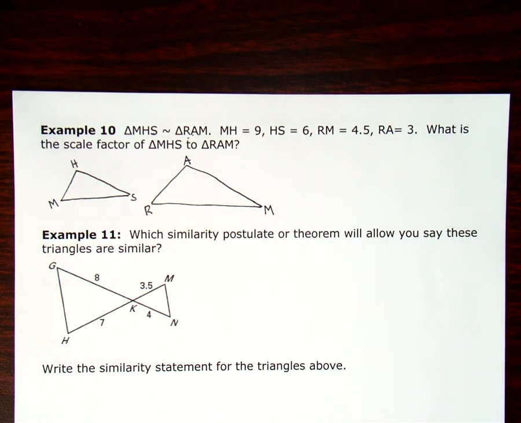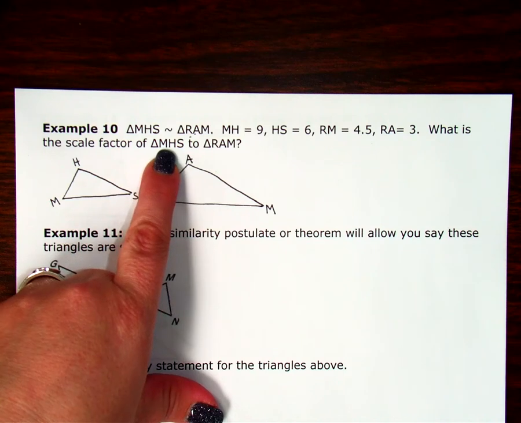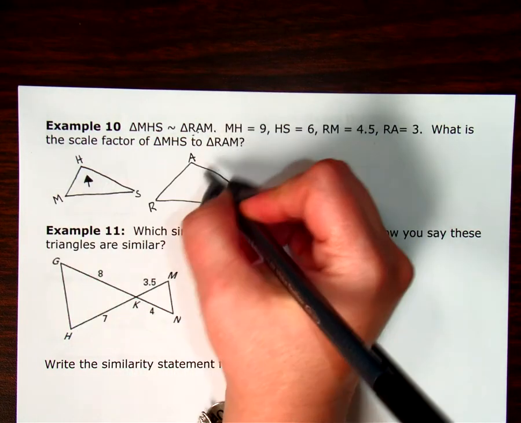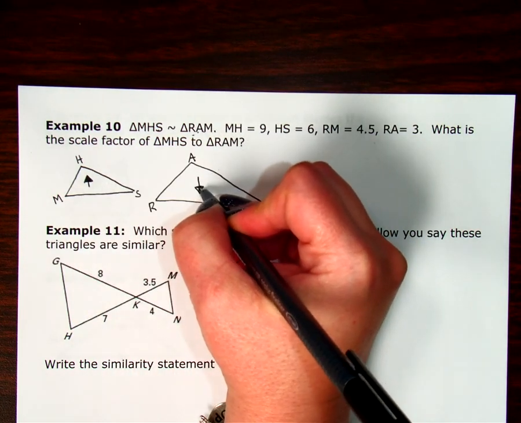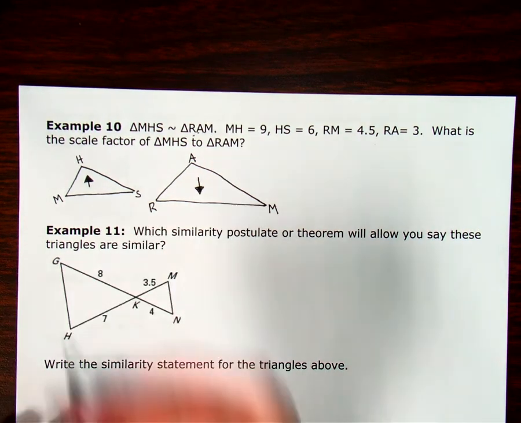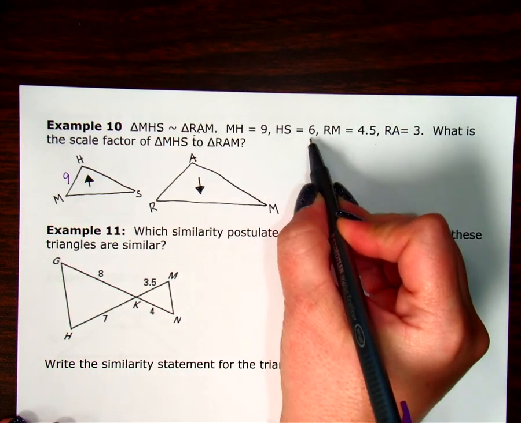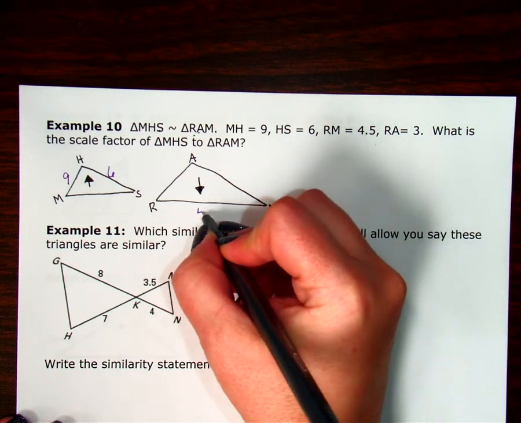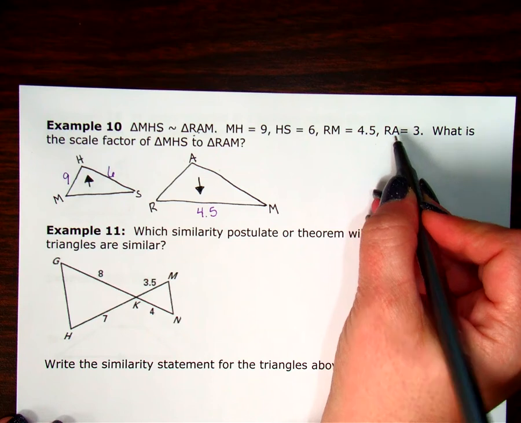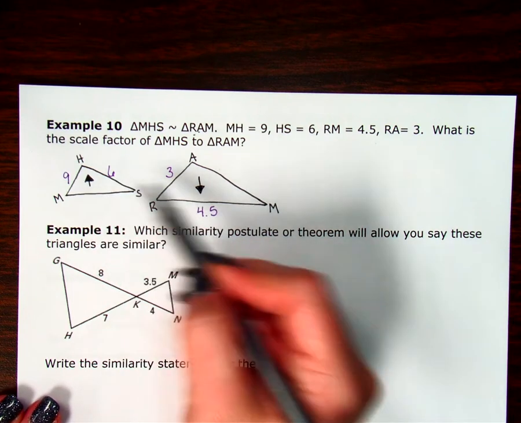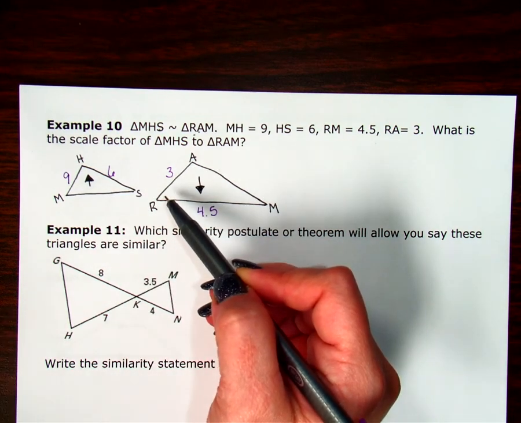And then this question is going to ask me for the scale factor of MHS to RAM. So MHS I know is always going to go in the numerator, and RAM is going to go in the denominator. And now I'm just going to read the rest of the sentence and fill in as I go on my picture. So MH is 9, HS is 6, RM is 4.5, and RA is 3. So you can see I completely did not make this to scale because if this is 9, this should not be 3. But that's okay. I'm still going to make it work.